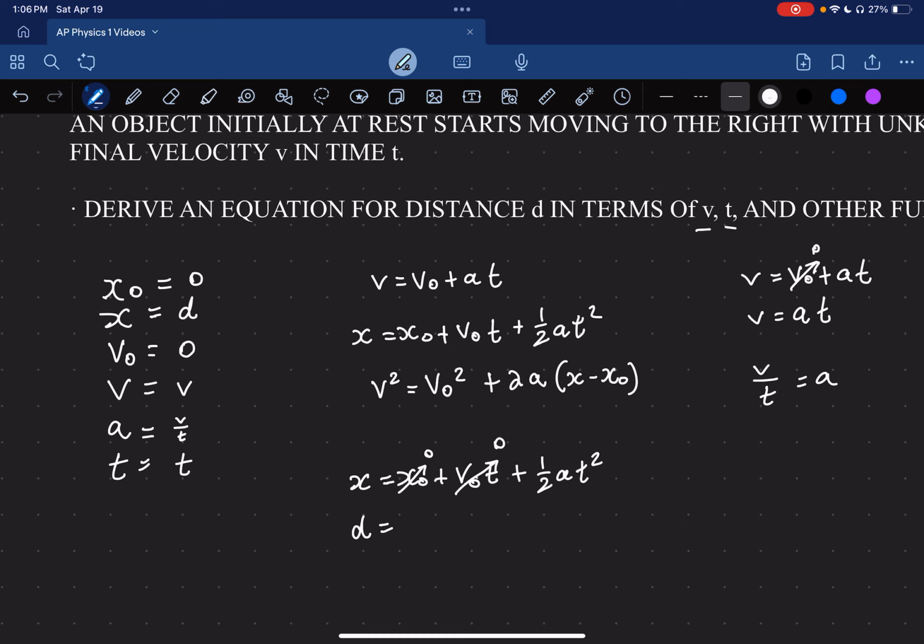So v naught is 0 times t, the whole term is 0. And so we're left with 1/2 times a, which I can't leave as a. I'm going to put v over t, and we'll put t squared. And we'll just simplify this. One of these t's cancels, t squared over t cancels, and we're left with v t over 2.